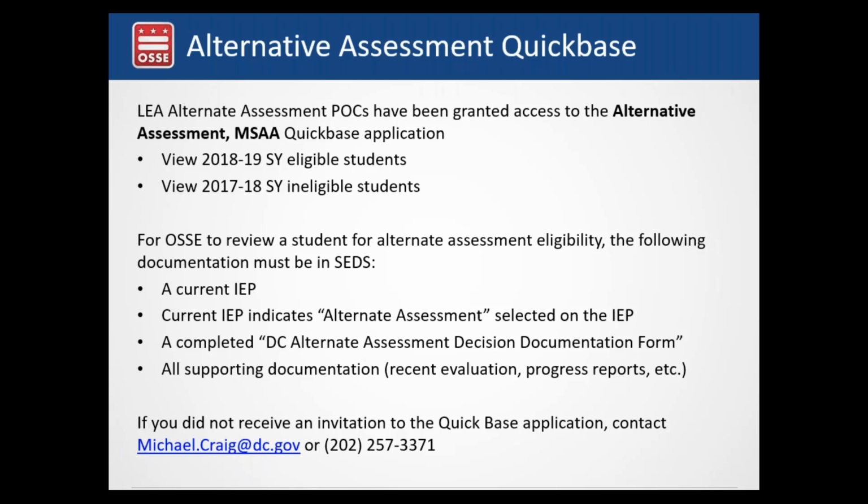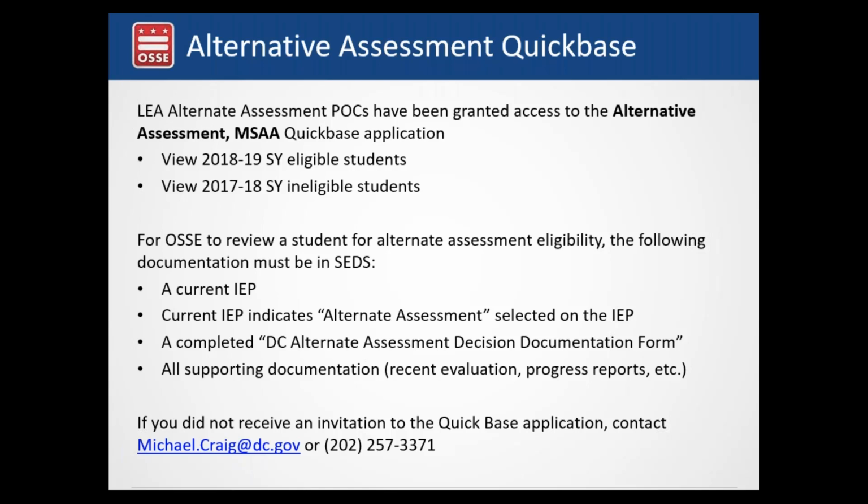Great. Go ahead. Perfect. So for the 18-19 school year, LEA alternate assessment POCs have already been granted access to the alternative assessment MSAA Quickbase application. This is the same Quickbase application that was utilized last year. LEA POCs will be able to view their 2018-19 students that were determined eligible for MSAA last year, and they will also be able to view the students that were found ineligible for the 17-18 school year.